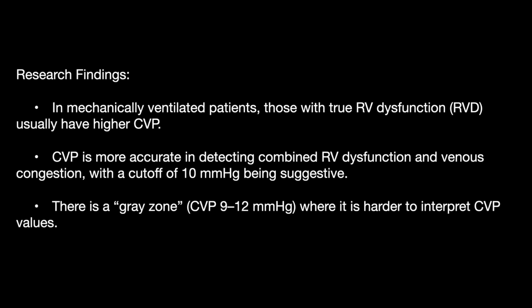So there is a gray zone, that is the zone between 9 and 12, where it is harder to interpret the CVP values. If it is less, then unlikely there is any venous congestion or right ventricular dysfunction, or if it is more than 12 also, there is no problem. But if it is between this 9 to 12 value, which is usually found in many cases, it is difficult to interpret where the patient is exactly.